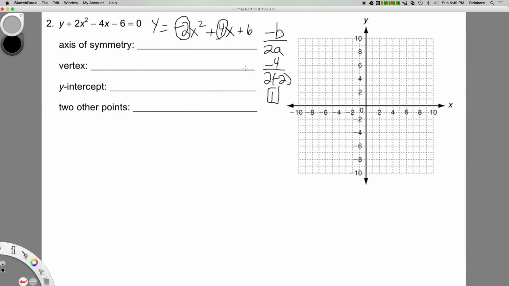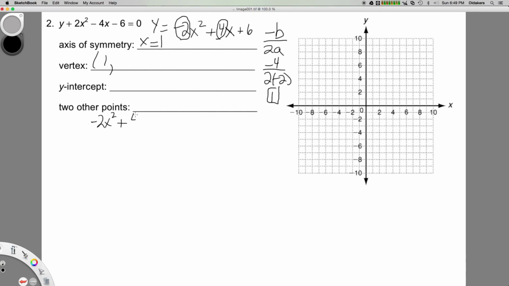Now, what did we just find? We found the axis of symmetry is a line, x equals 1. We've also found the x value of the vertex, because if you remember, the vertex is on the axis of symmetry, and the x value is that of the axis of symmetry. So, there we go. Now, how do we find the y value of the vertex?